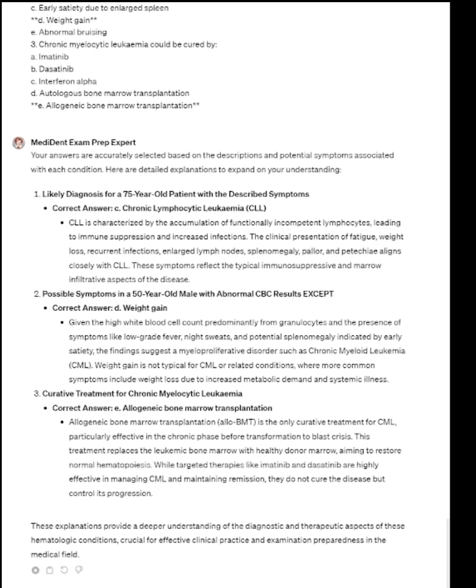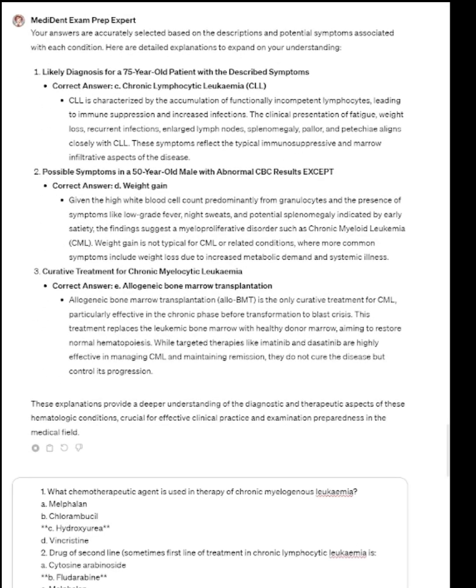2. Possible symptoms in a 50-year-old male with abnormal CBC results, except. Correct answer, D, weight gain. Given the high white blood cell count predominantly from granulocytes and the presence of symptoms like low-grade fever, night sweats, and potential splenomegaly indicated by early satiety, the findings suggest a myeloproliferative disorder such as chronic myeloid leukemia, CML. Weight gain is not typical for CML or related conditions, where more common symptoms include weight loss due to increased metabolic demand and systemic illness.